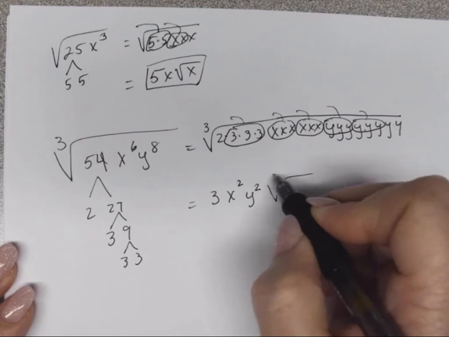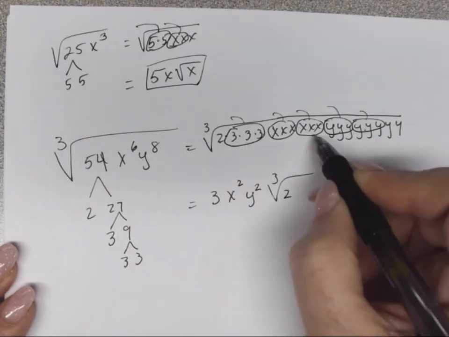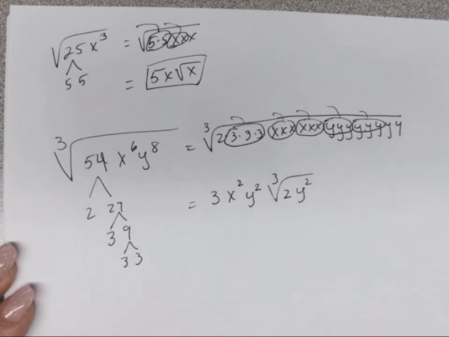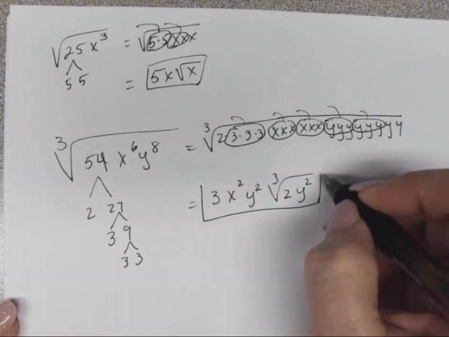And then I have the cubed root of a 2. All the x's are gone. And then I have a y squared left inside because it's a y times y. And that would be your final answer.